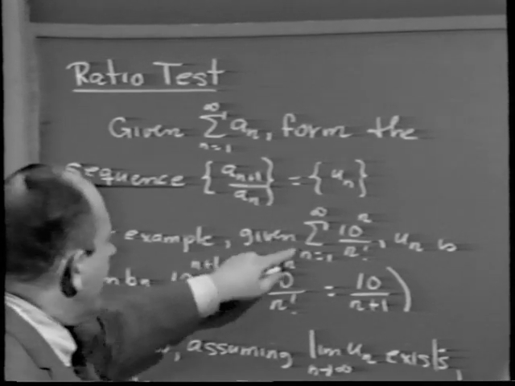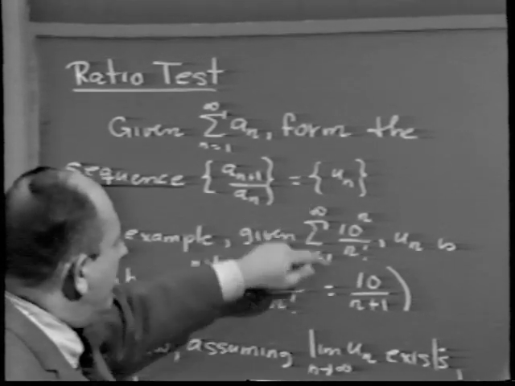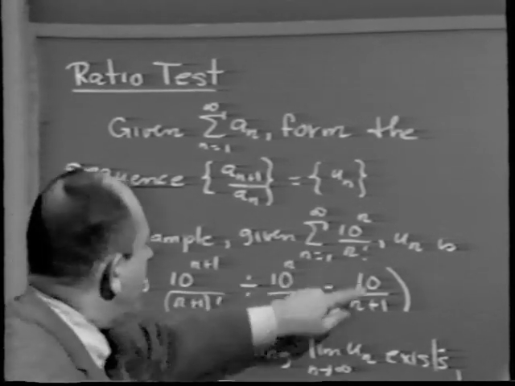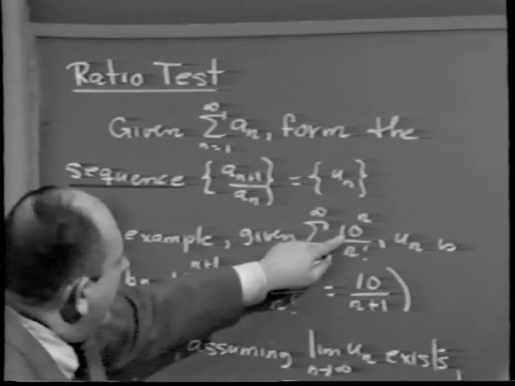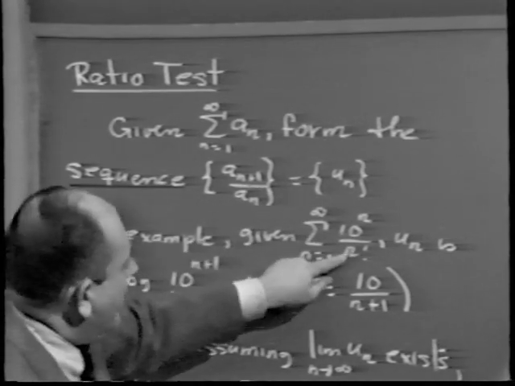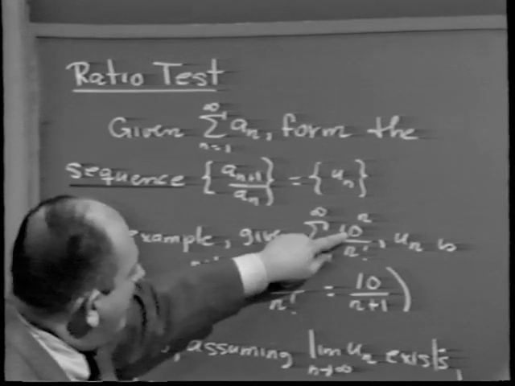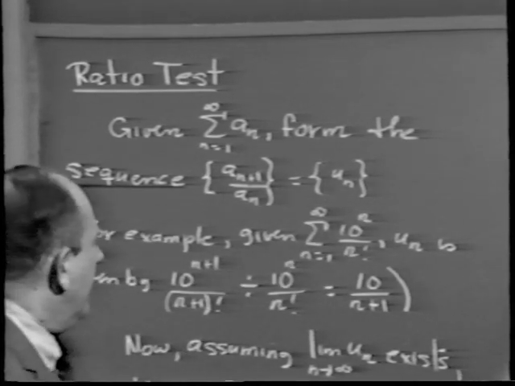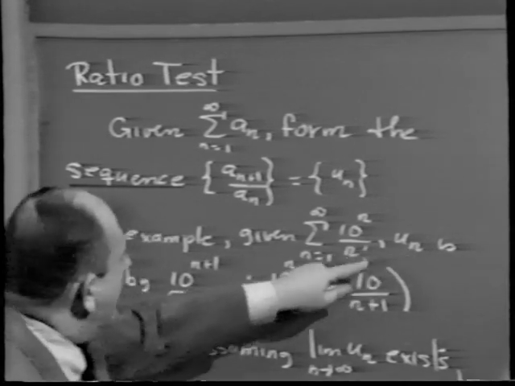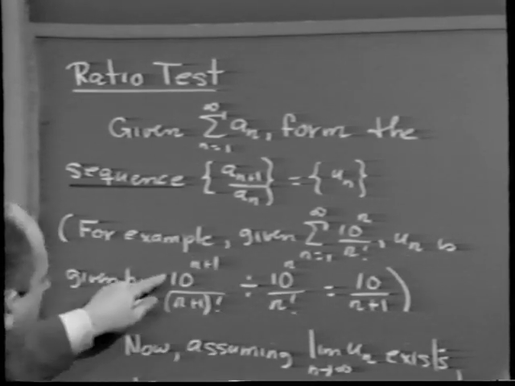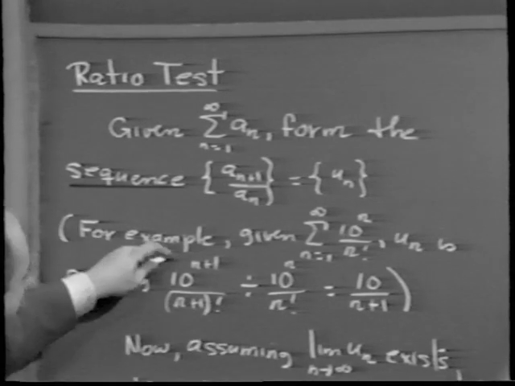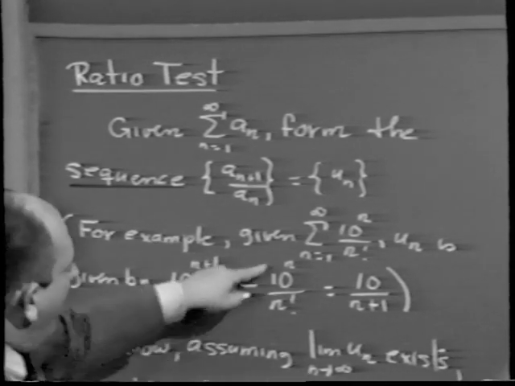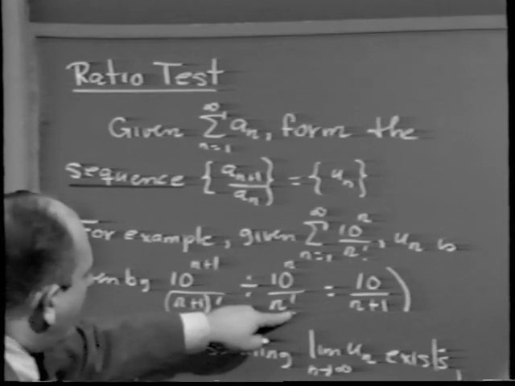Suppose I take the series, summation n goes from 1 to infinity, 10 to the n over n factorial. Notice that in this case, the nth term is 10 to the n over n factorial. The n plus first term is 10 to the n plus 1 over n plus 1 factorial. So U sub n is the ratio of the n plus first term to the nth term, in other words, 10 to the n plus 1 over n plus 1 factorial, divided by 10 to the n over n factorial.